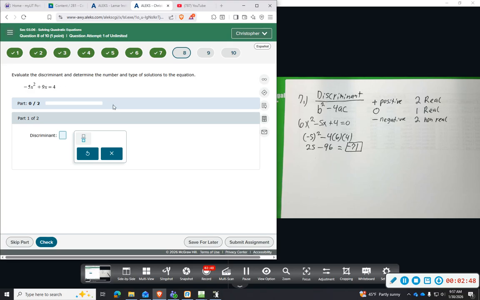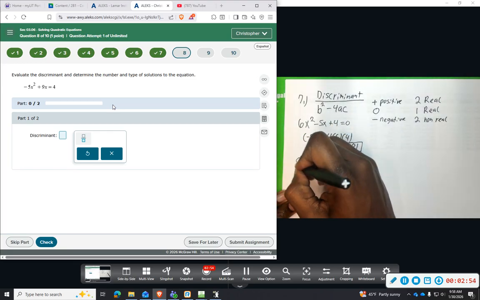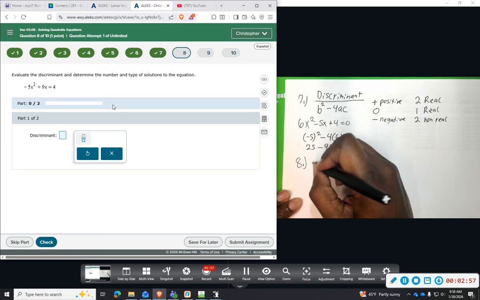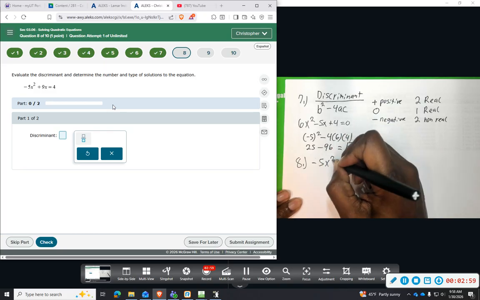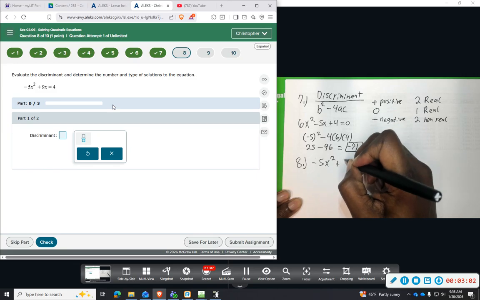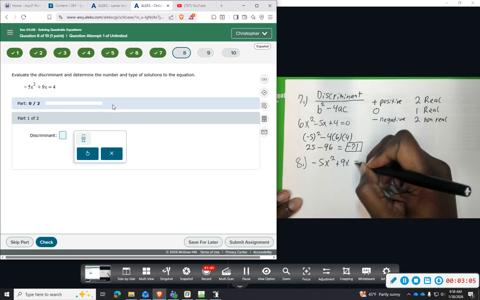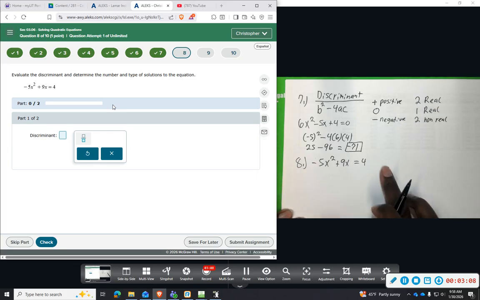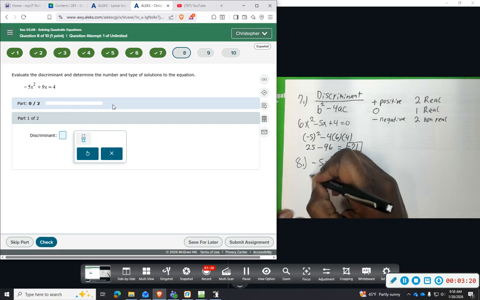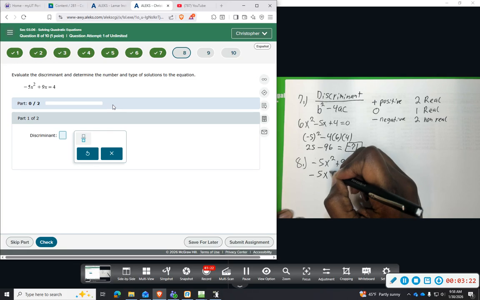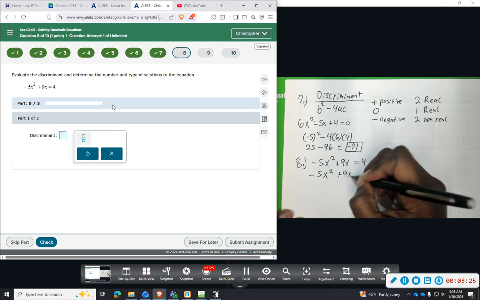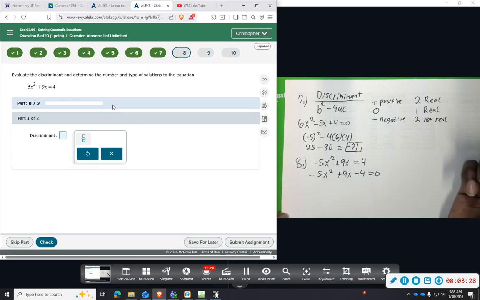All right, number 8, same thing. We want to find the discriminant and tell the number of solutions. So we have negative 5x squared plus 9x equals 4. Again, you got to make sure this is set equal to 0. If you just start working, you'll get it wrong because this 4 is on the right side. When we move it over, it'll become negative, and so that will change things. So I'm going to subtract the 4 from both sides, and that will give me negative 5x squared plus 9x minus 4 equals 0.